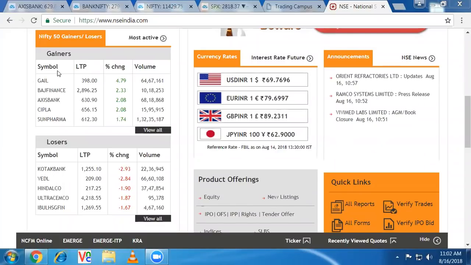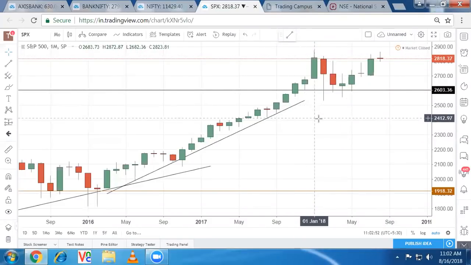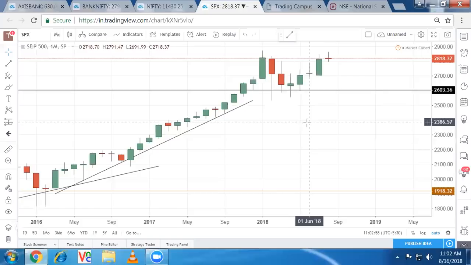Now, what we see first is the S&P, and there has been a lot of volatility across the globe due to the currency effect and the trade war. Now, the most important thing on the S&P, which we need to understand, is the monthly chart.